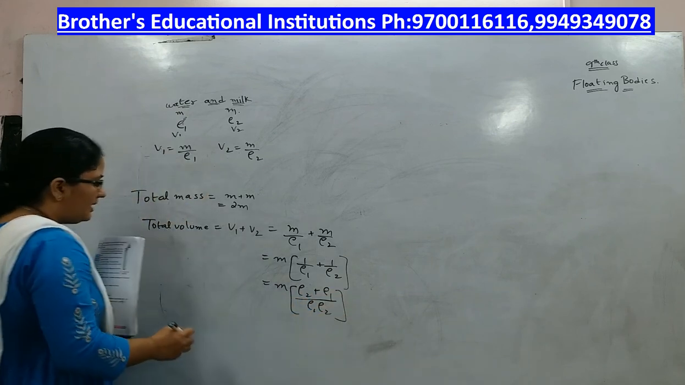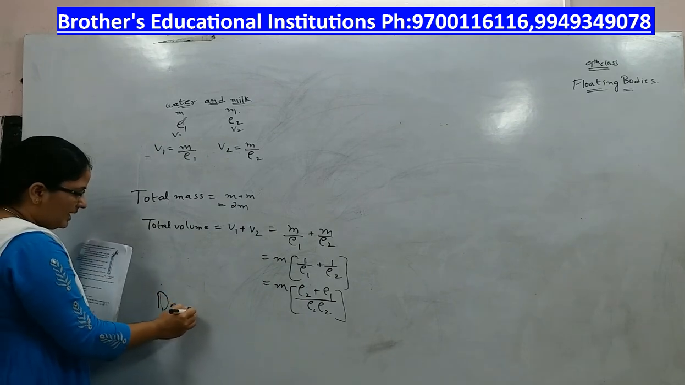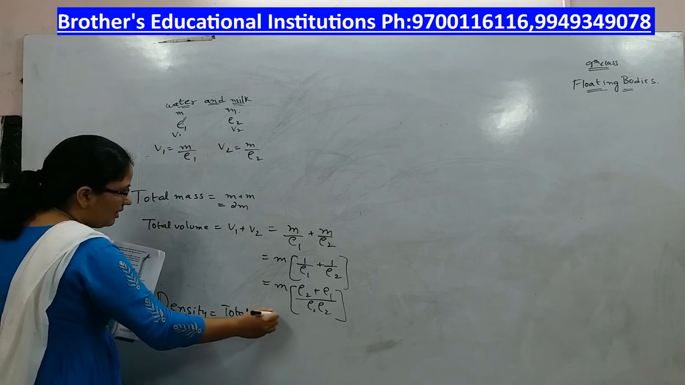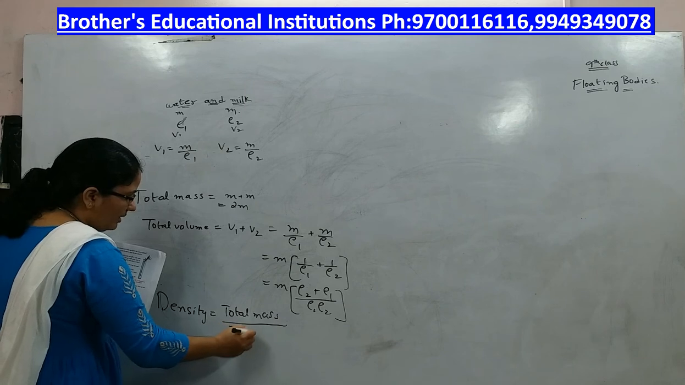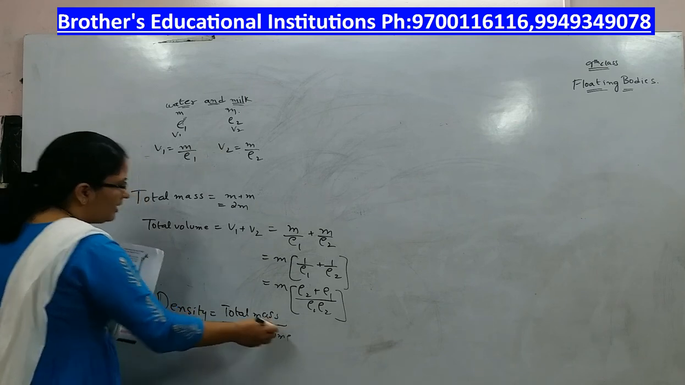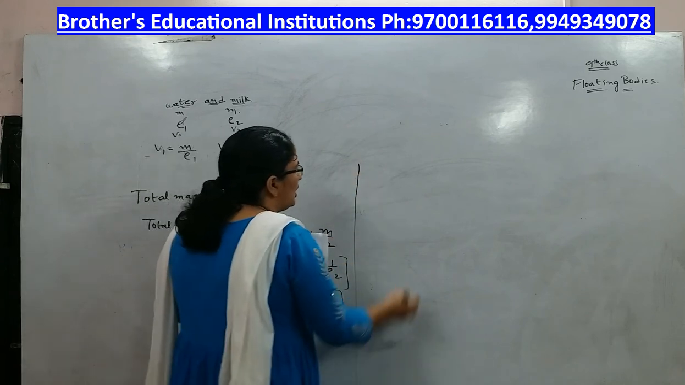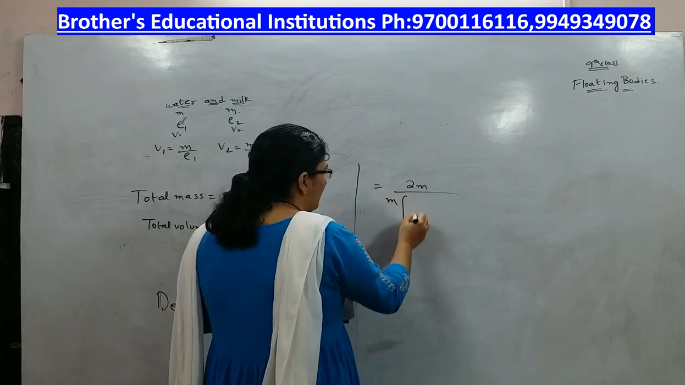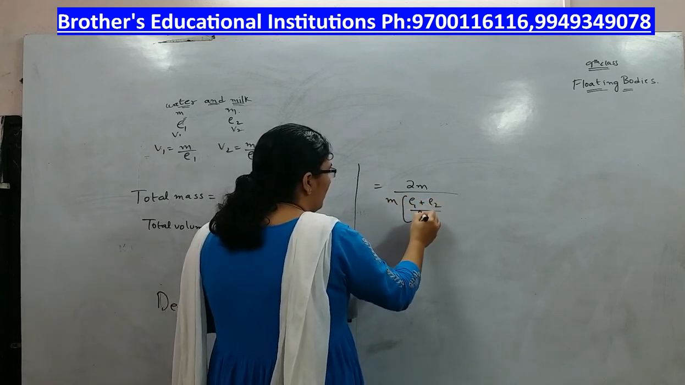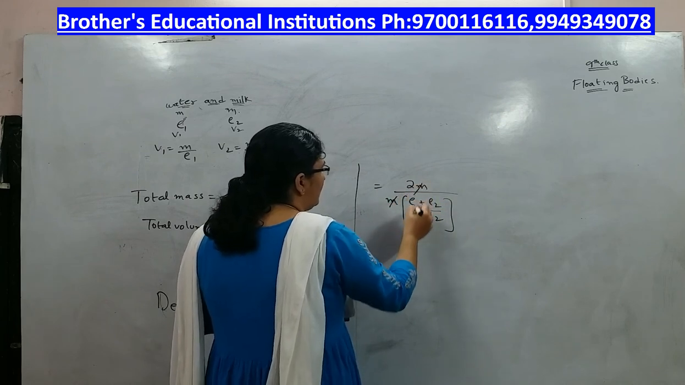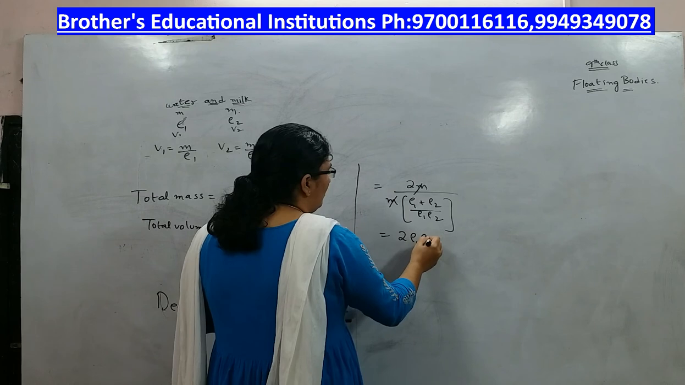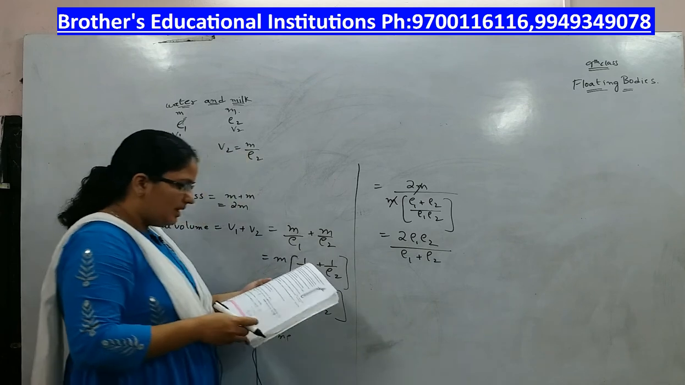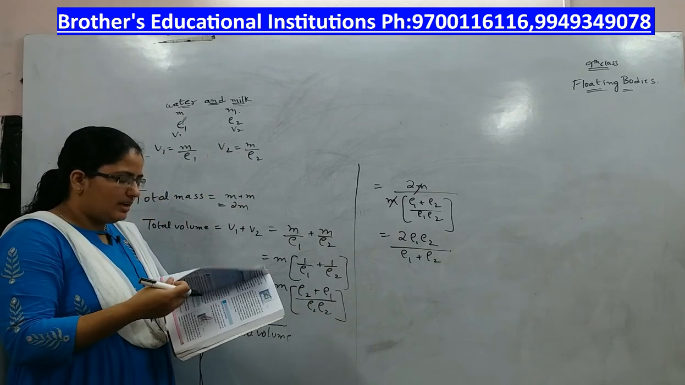Okay, so what is the density formula? Density is equal to total mass by total volume. What is total mass? Total mass is nothing but 2m here, and total volume is nothing but m into rho 1 plus rho 2 by rho 1 rho 2. m cancels, send this up, 2 rho 1 rho 2 by rho 1 plus rho 2. This is the effective density when masses are same.